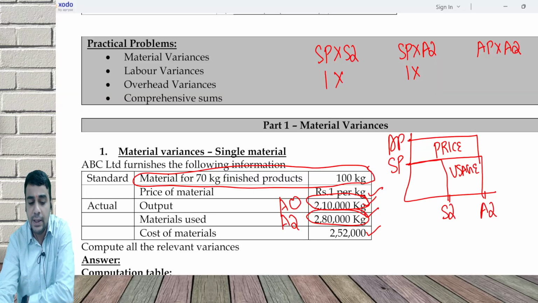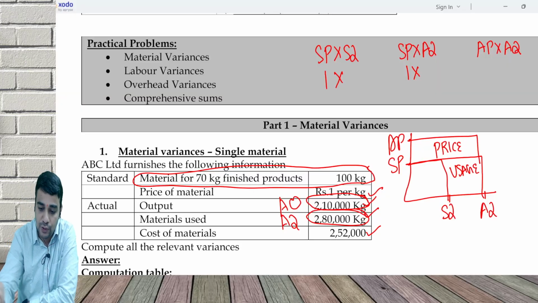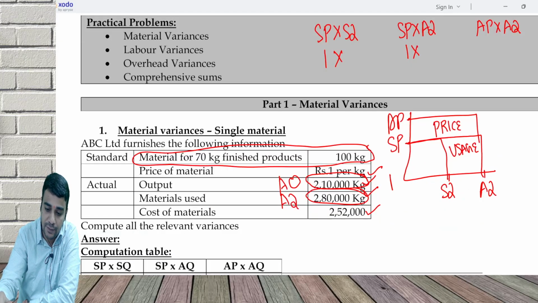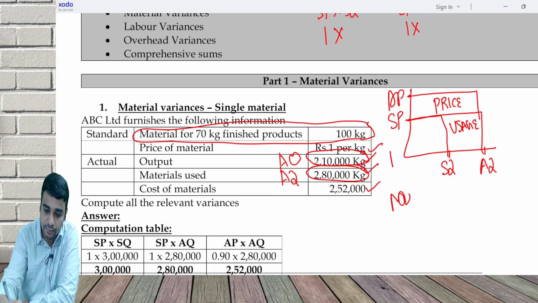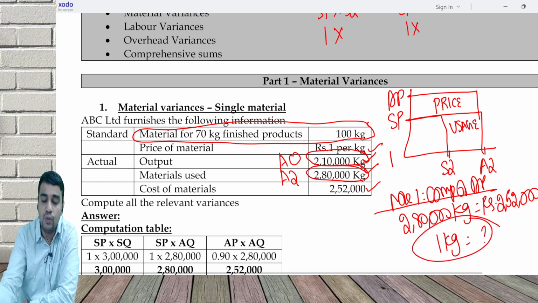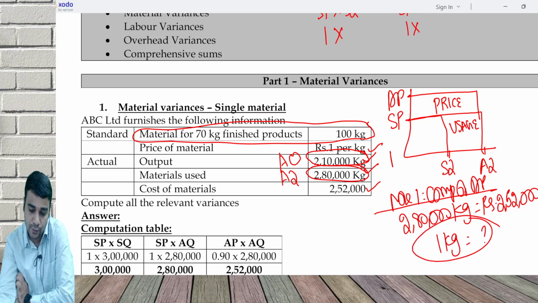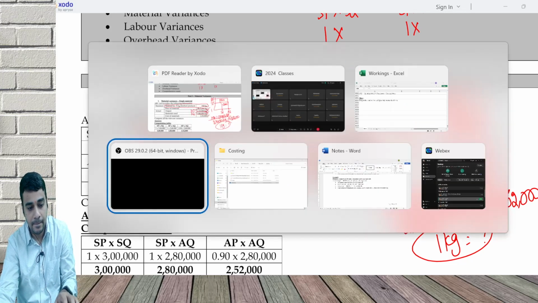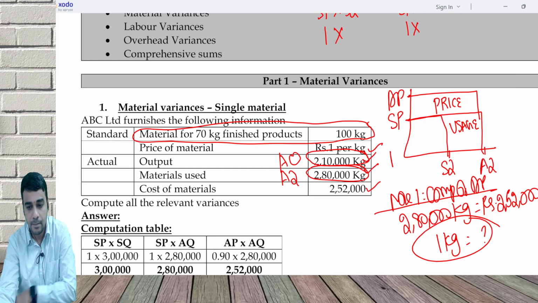Now here, 2,52,000. So you can write below note 1, computation of AP. I can do even without this also. 2,80,000 kg equal to rupees 2,52,000. Tell me how much is 1 kg? 1 kg is how much? Point.